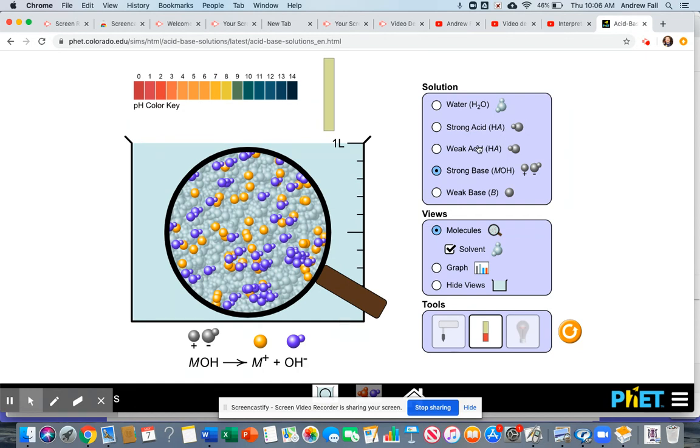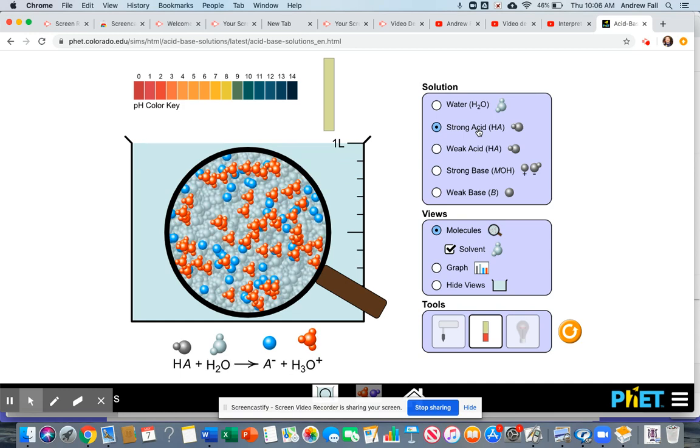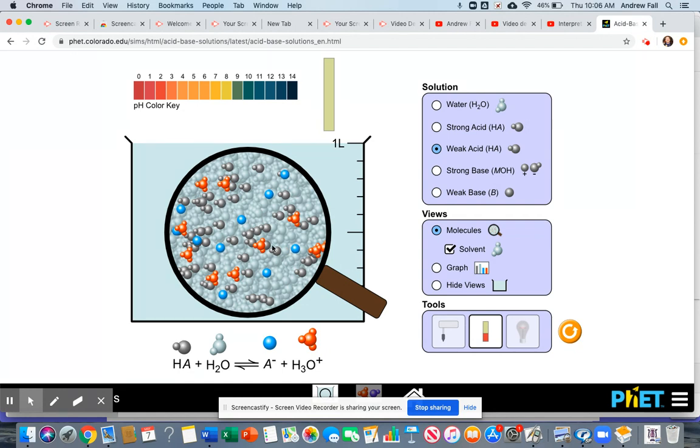However, not all acids are strong acids, and not all bases are strong bases. So if we compare a strong acid and a weak acid, strong acid, we said, ionizes 100% of the time. Weak acid is only a small portion of the time. You can see here that most of them remain in the unionized form, and a very small portion of it is going to be in the ionized form.